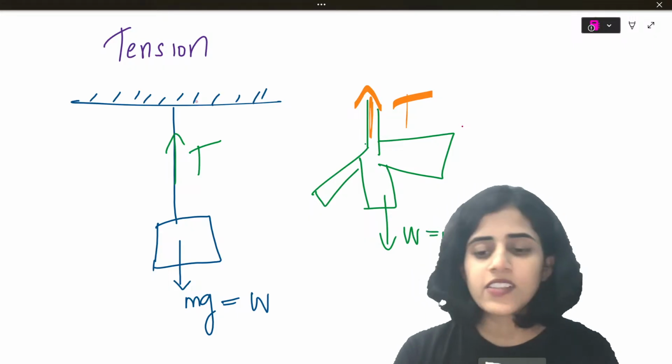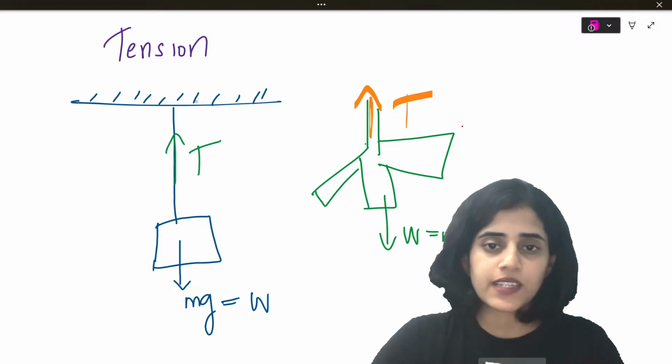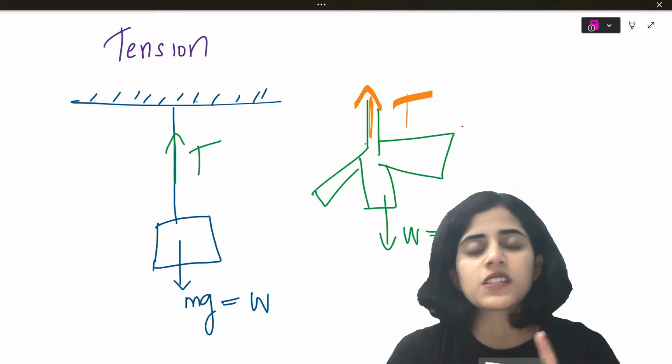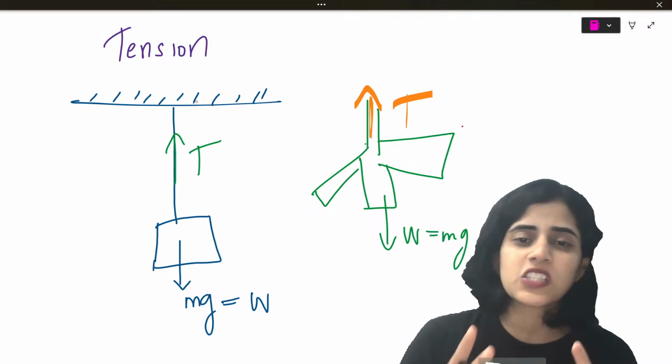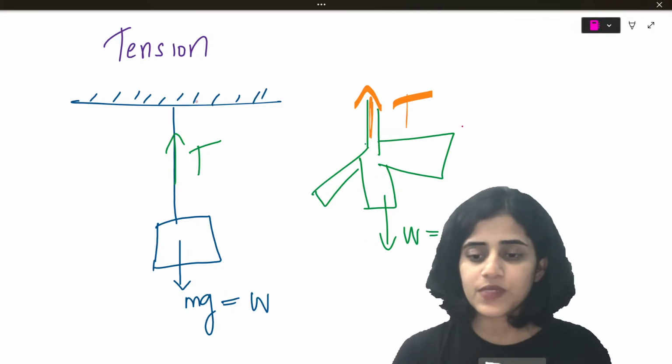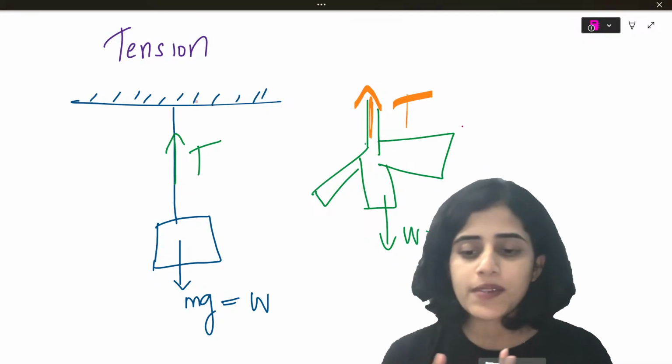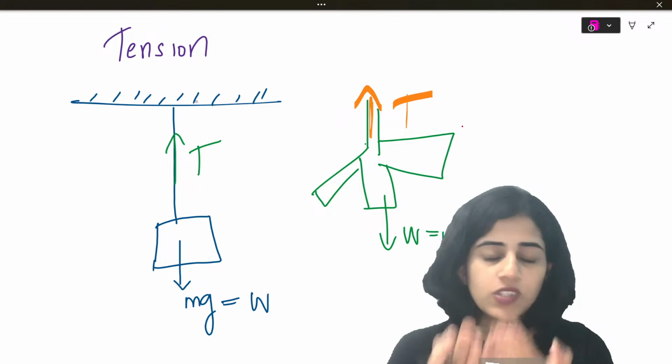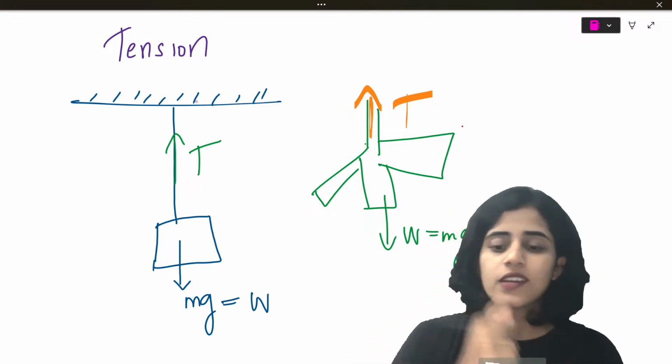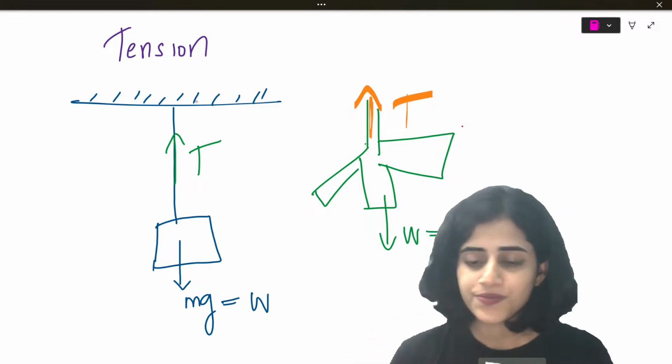Okay. So tension is basically the force that is transmitted through a string, a rope, a chain, anything like that. It's always in the opposite direction. So if there's a force downwards, tension will be in the opposite direction.